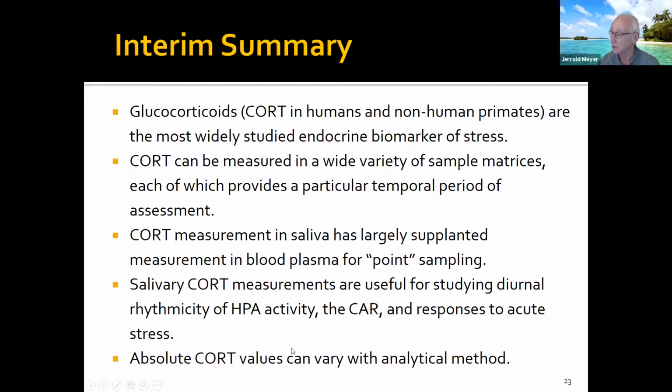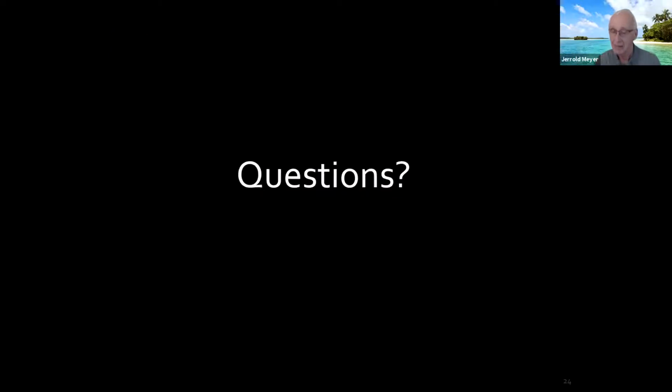And we also saw that when you're using antibody-based methods like ELISA or RIA, radioimmunoassay, the absolute values can vary depending on your kit or other aspects of your method. So let's get some questions and then we'll have a break.